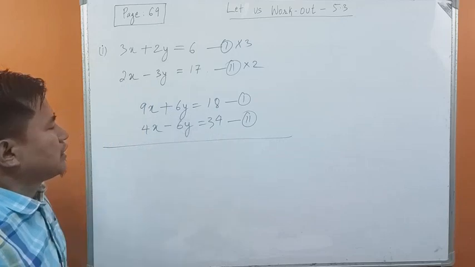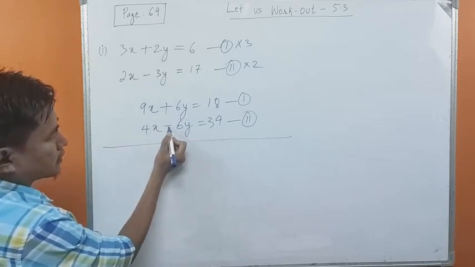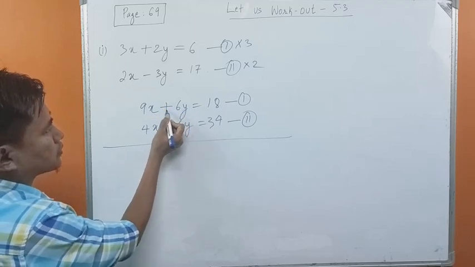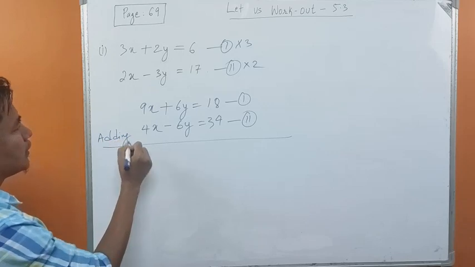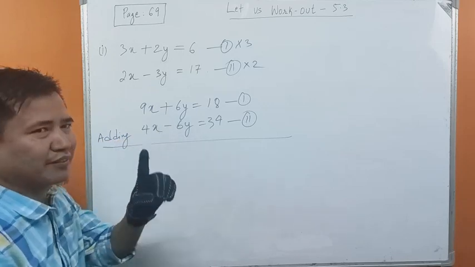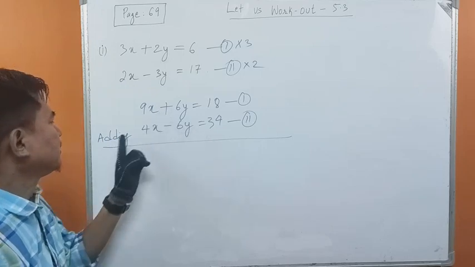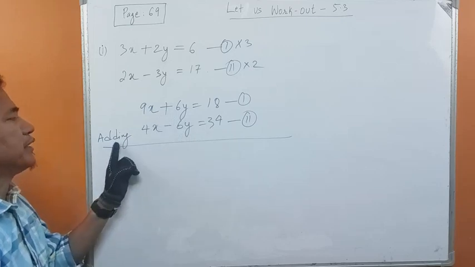Now, since you can see the coefficients of y are 6 and 6, the coefficients of y are equal, isn't it? Since the signs are opposite, this 6y has a negative sign and this 6y has a positive sign, so you can simply add up equations 1 and 2. If the signs were the same, then we need to subtract. Are you getting me? Here the signs are opposite, so simply adding.